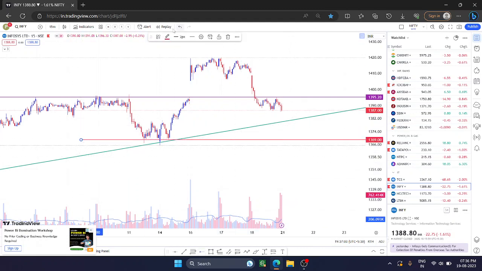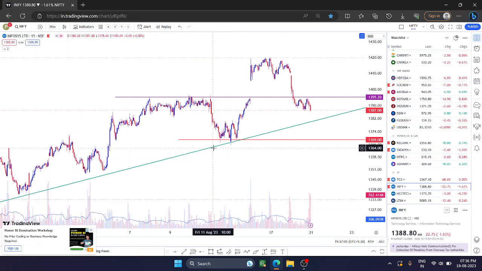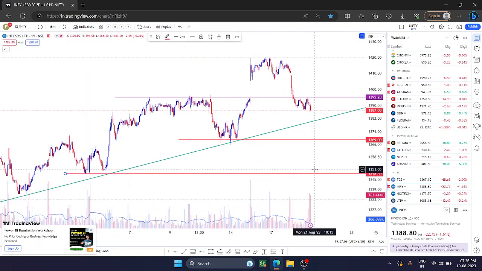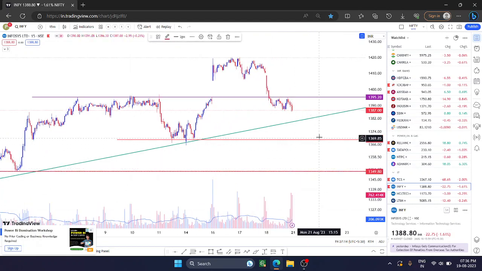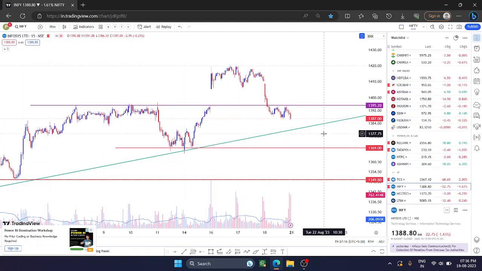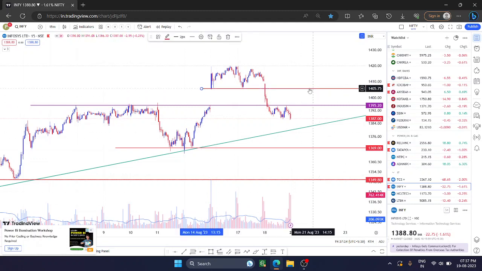This is a very good support area, so we can plan for 1370, and towards 1348 if all the sentiment is bad. All these levels can be tested for Infosys in the upcoming days. And similarly for buying, 1395 is a zone to watch out. Above that, 1405 to 1410 will be the zone to watch out.